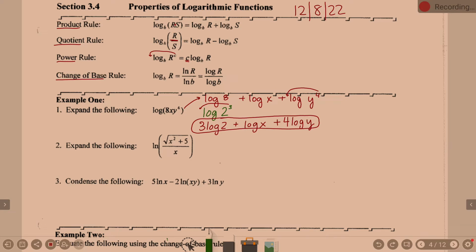What's my starting point for expanding this time? Yes, subtraction. Okay, so there is a division. The log of two things being divided can be rewritten as the log of the numerator, so log of x squared minus 5, minus the natural log of x.